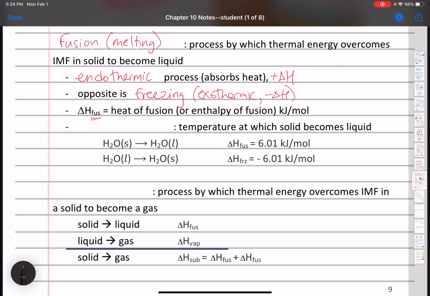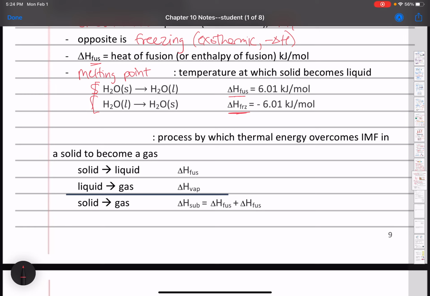And the melting point is the temperature at which the solid becomes liquid. So we can write equations for the melting and freezing of water, and we can write the heat of fusion, which is endothermic and has a positive delta H, and then the opposite reaction, freezing, has the same value but the opposite sign, so it's negative 6.01 kilojoules per mole. All right, and we could do math problems with that just like we did above for boiling.